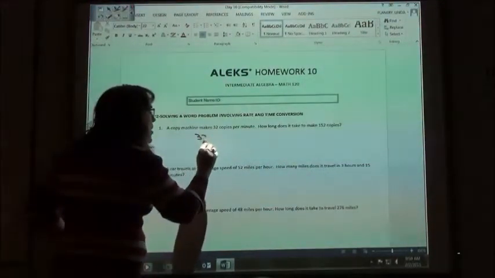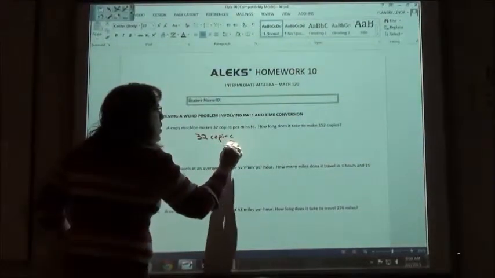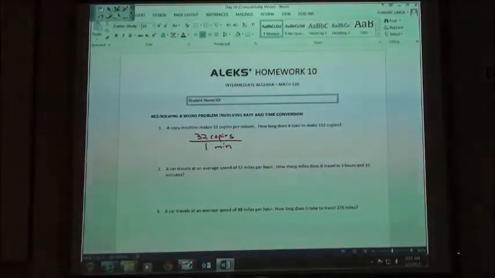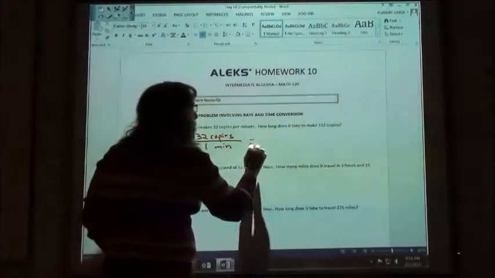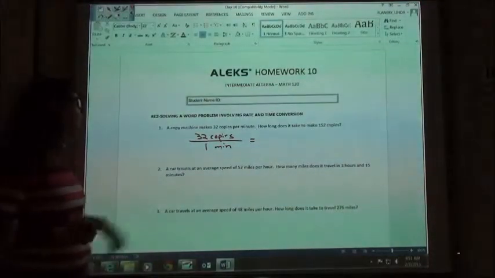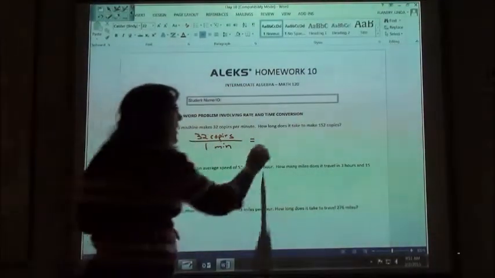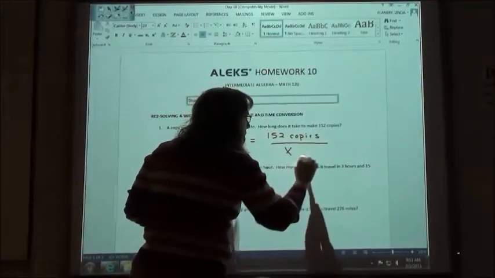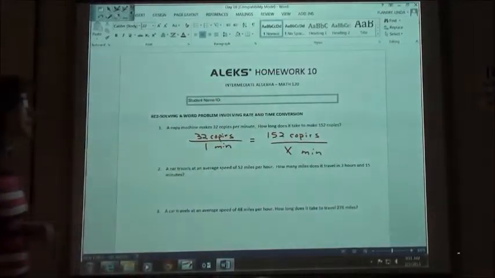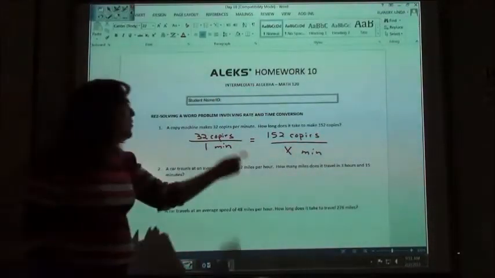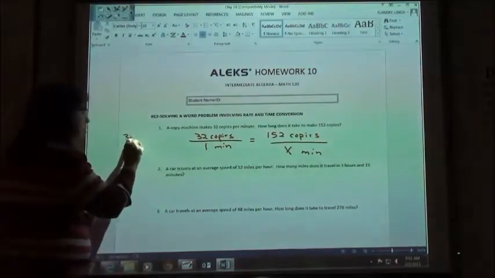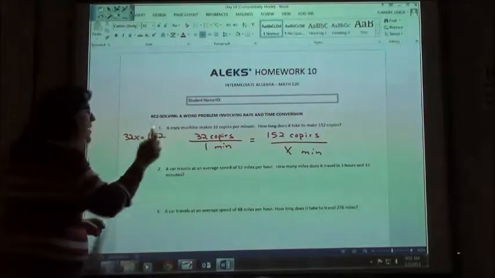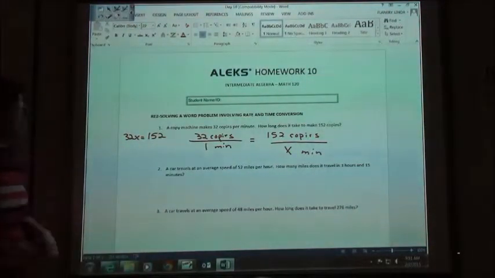I have 32 copies per minute, which means in 1 minute. That's my given rate, 32 copies per minute. We want to know how long it takes to make 152 copies. Since my copies are on top here, I would put the 152 copies on top here. And we want to know how many minutes that is going to take us. So if we cross multiplied, we would have 32 times x equals 1 times 152. And we can see, oh yep, we end up dividing by that 32.